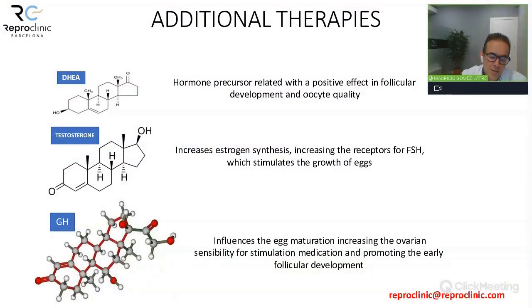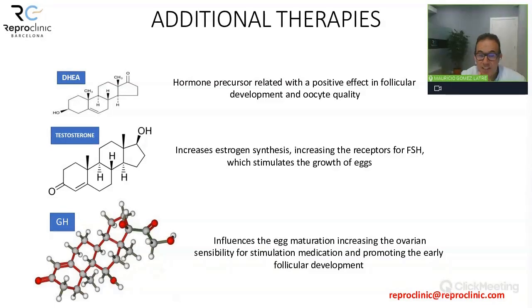Now, let's talk about 3 interesting additional therapies. The first one, the dehydroepiandrosterone, is a steroid androgen precursor. It's related with a positive effect in follicular development and oocyte quality. Usually between 6 and 12 weeks before ovarian stimulation, 3 times per day, it is related with best pregnancy rates and less miscarriage incidence.